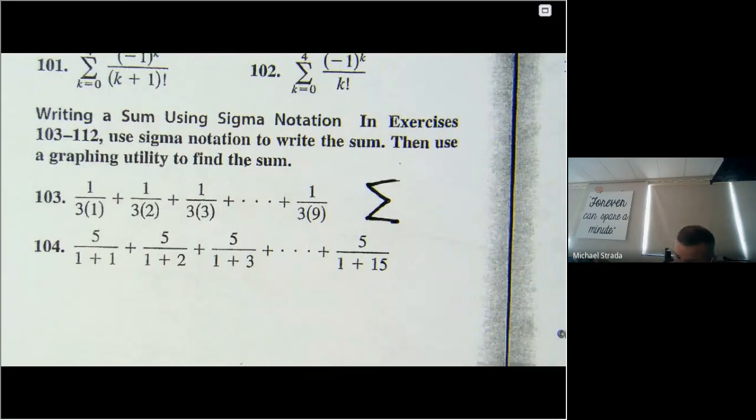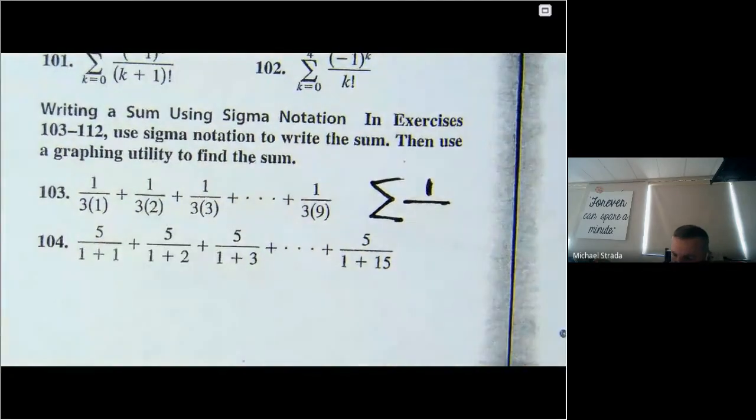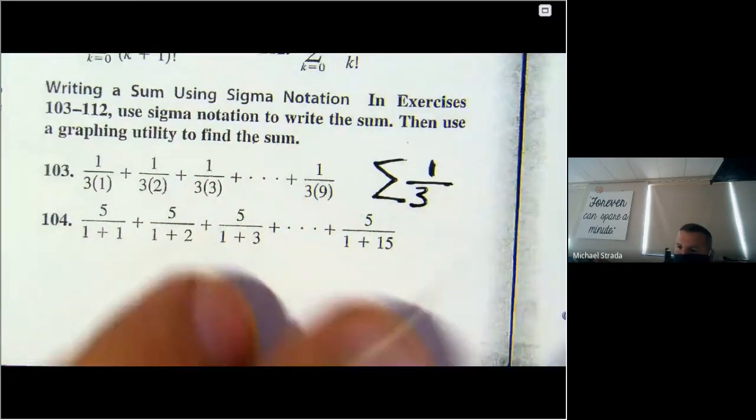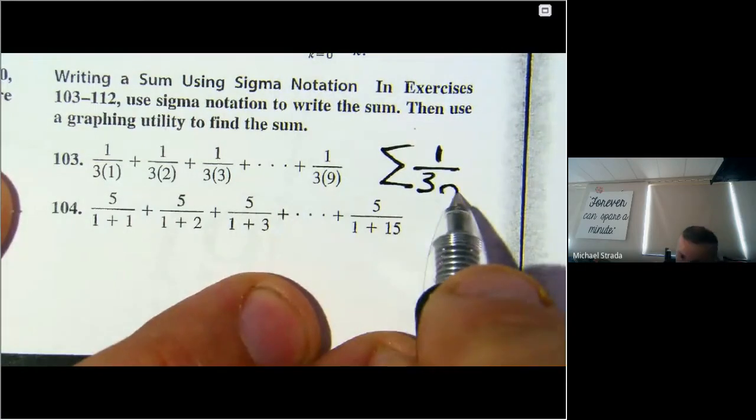And there are two things that are staying the same. What's the numerator in all of them? 1. And what common multiplier is found in the denominator of all of them? 3. And then the other part is changing. That is what you represent with a variable, n.